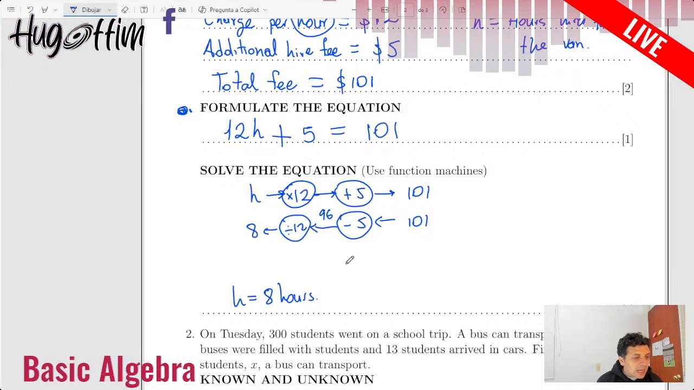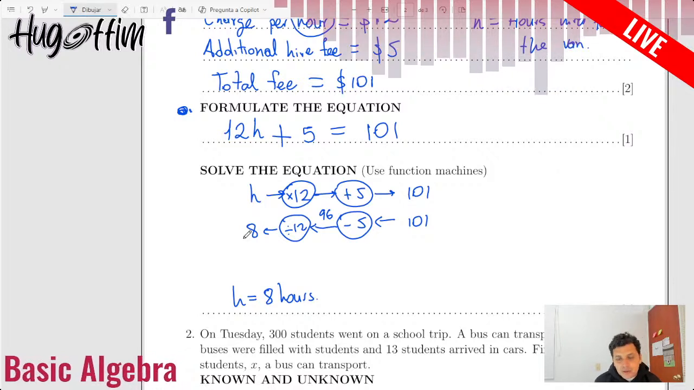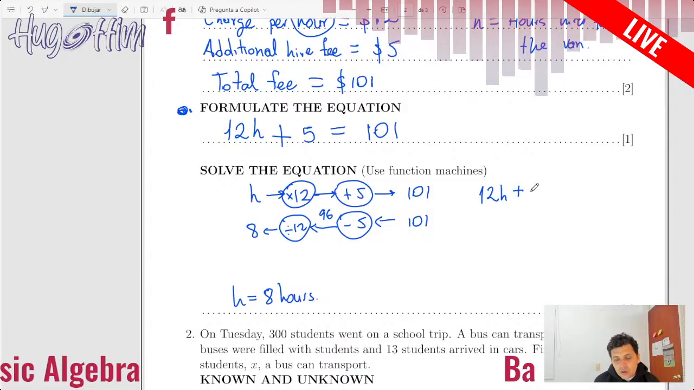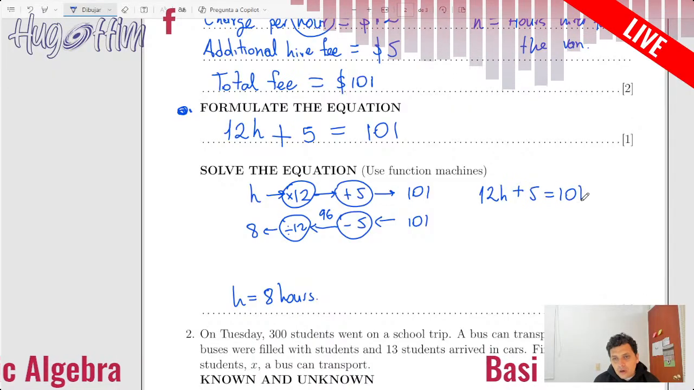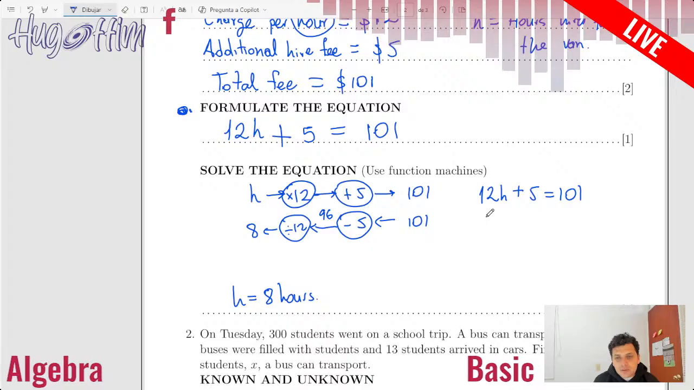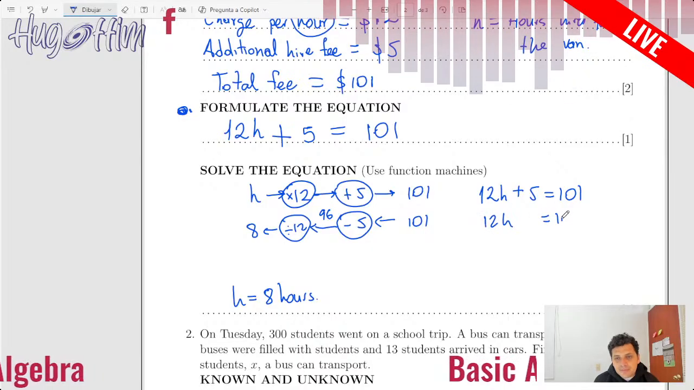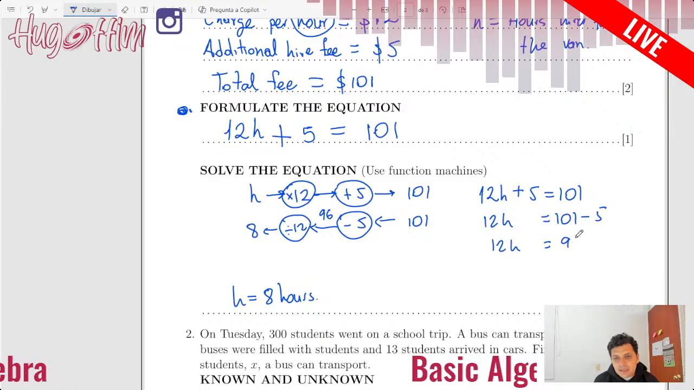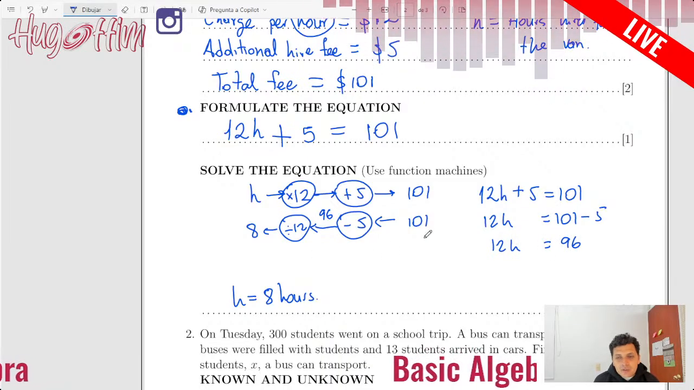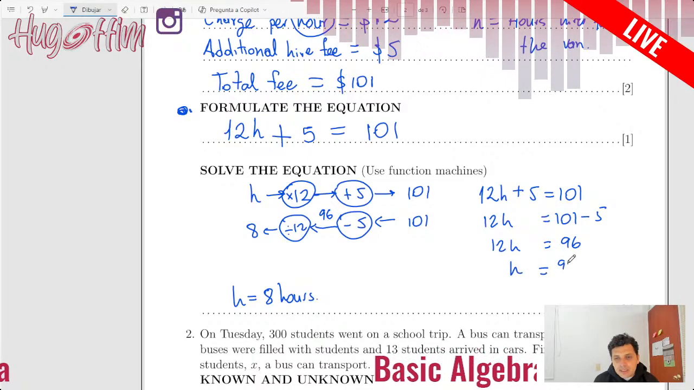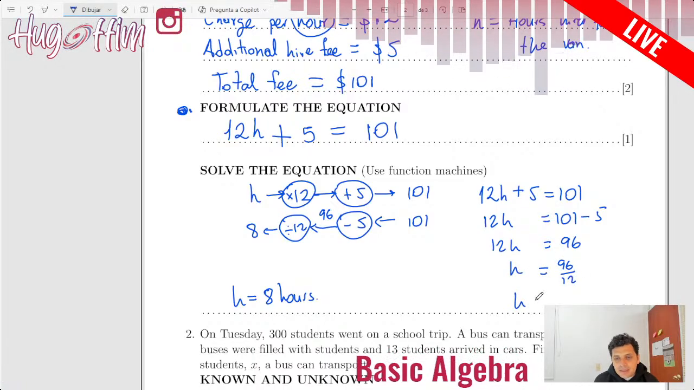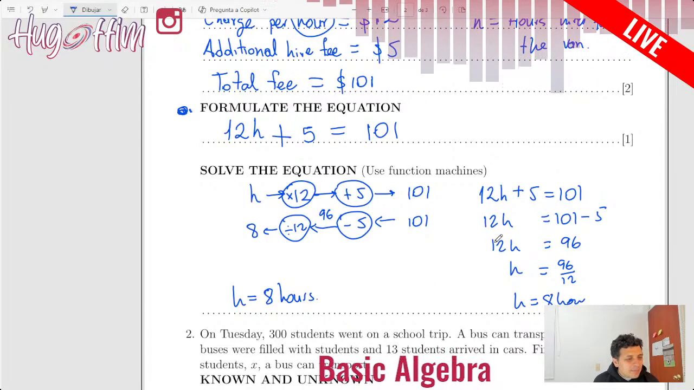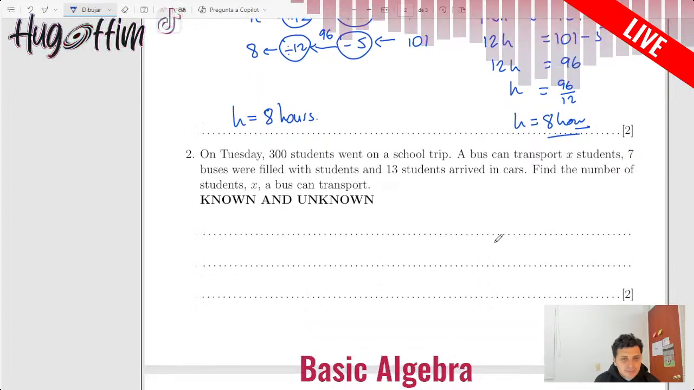Okay? Now let's say that you did the function machine and you want to solve it like in the usual way that you can see in the book. So the function machine just helps you to know what are the operations you need to do. First, subtract by 5. 101 minus 5, 12 hours equals 96. And now I need to divide by 12. So H equals 96 divided by 12. 96 divided by 12 is 8 hours. Okay? So look at that. I'm doing the same idea with different representation.